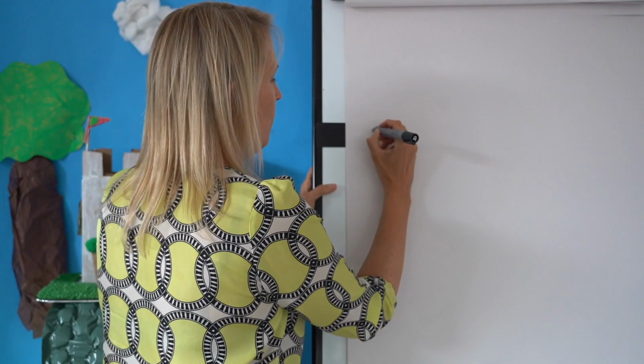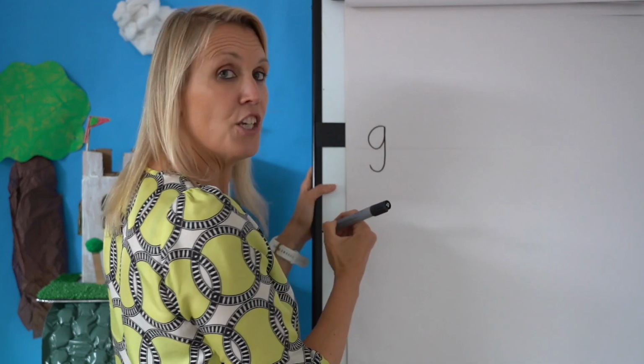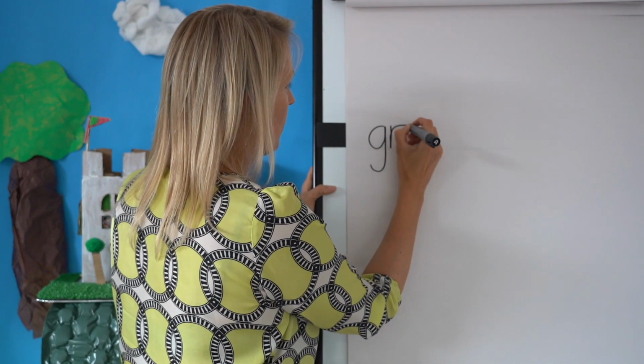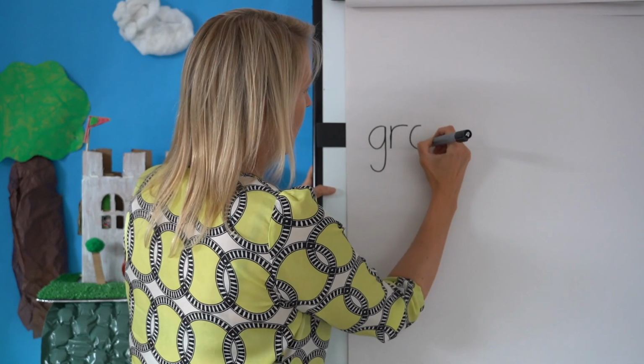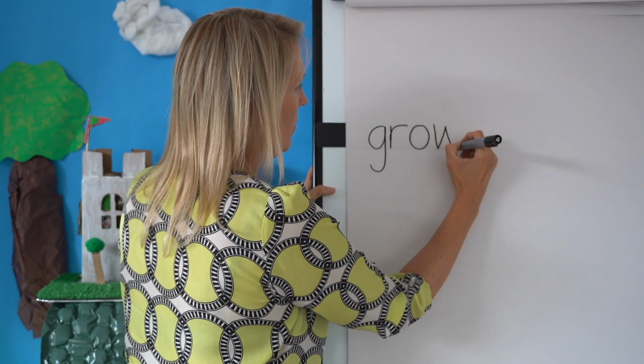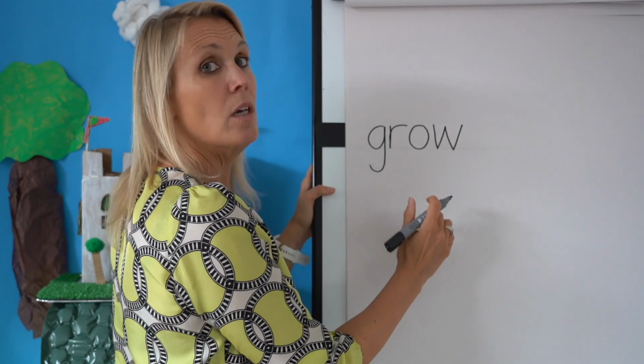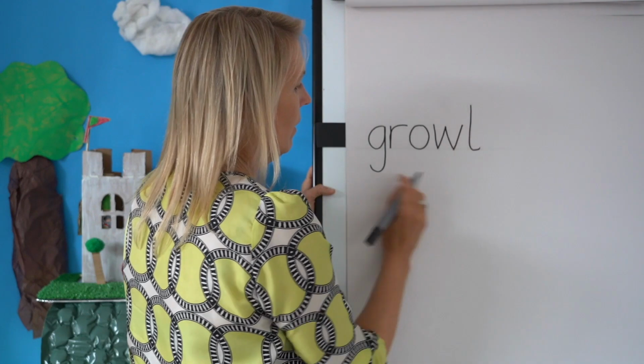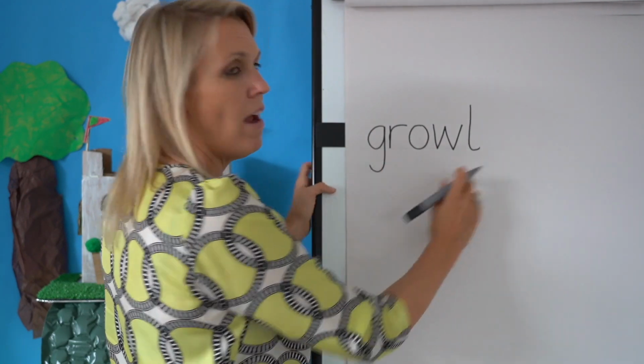Let's try another one. Let's spell growl. Segment the sounds with me. Growl. G, R, ow, ul. Let's count how many sounds there are. G, R, ow, ul. That's 4 sounds. Watch me write growl. I need 4 sounds. G, R, my digraph, ow, G, R, ow, ul. G, R, ow, ul, growl.